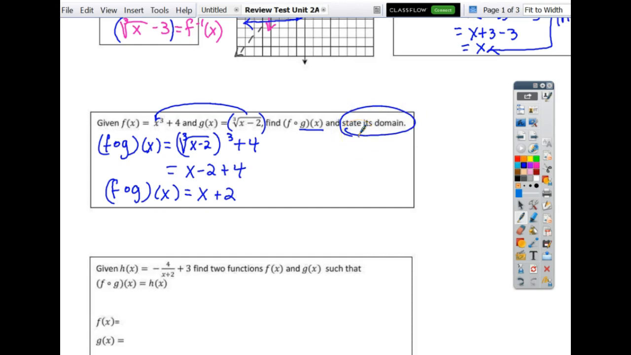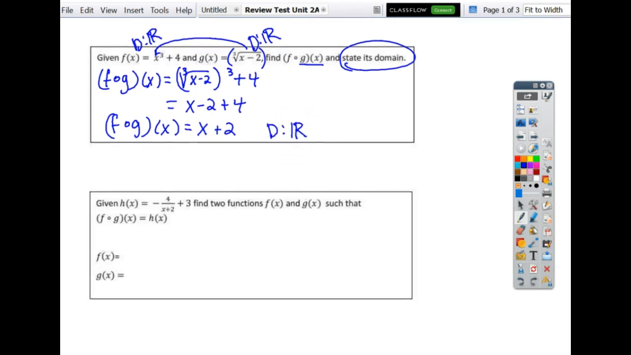We would have the domain here, the cubic is all real numbers, and the domain for the cube root is all real numbers. So we don't have any restrictions, and we end up with x + 2, which is a straight line, so the domain is all real numbers.